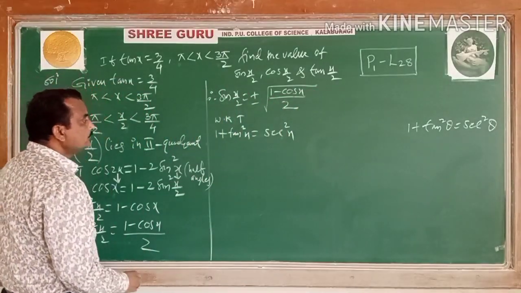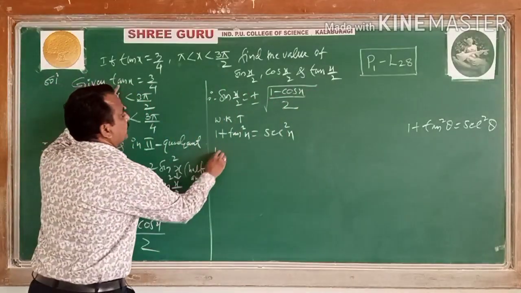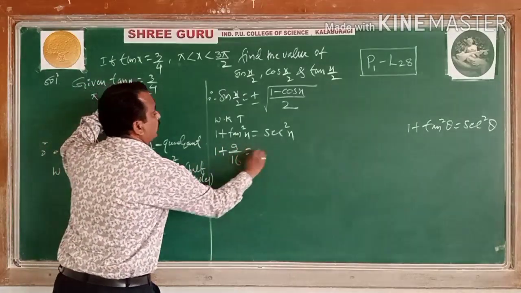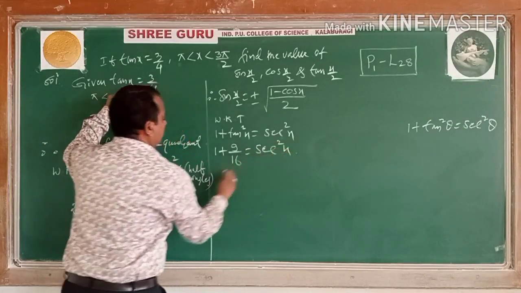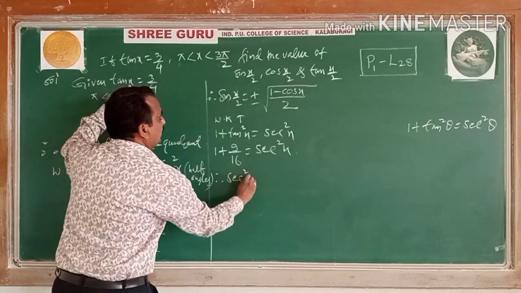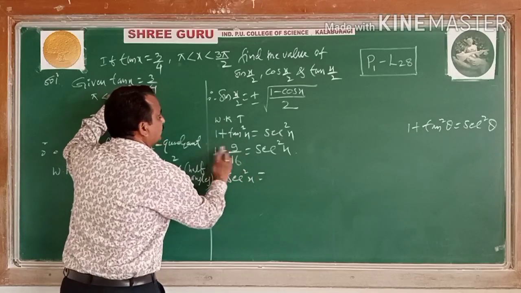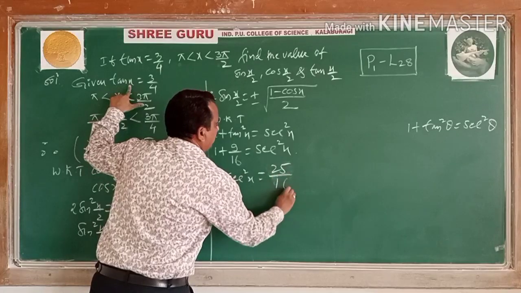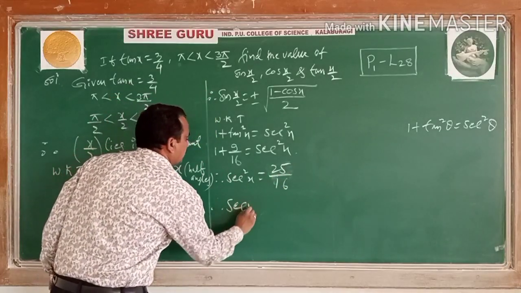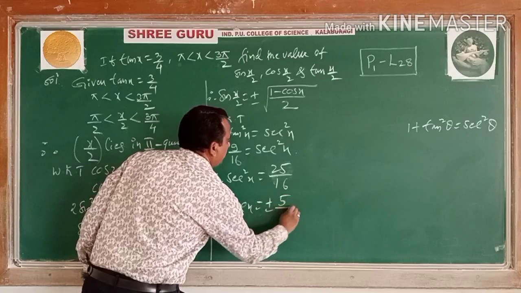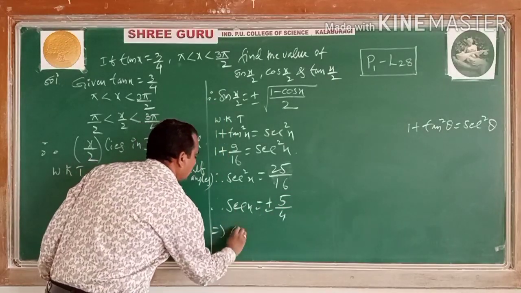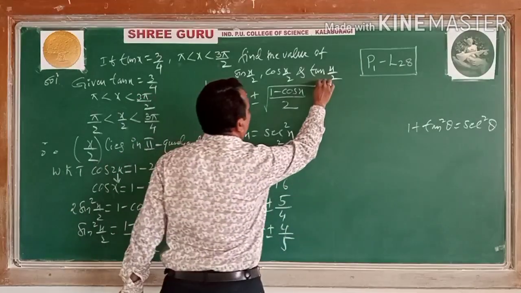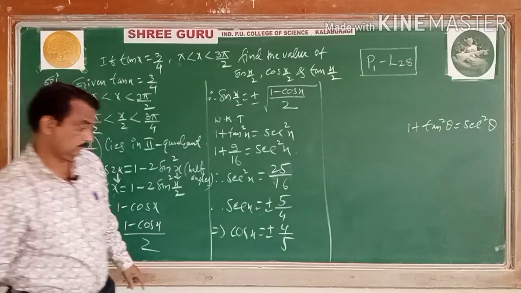Now see, substitute here: 1 plus, what is tan x? 3 by 4. Square, 9 by 16, is equal to secant square x. Therefore, secant square x equals, simplifying this, the LCM is 16, 16 plus 9, 25 by 16. Therefore, secant x equals plus or minus 5 by 4. Therefore, cos x equals the reciprocal of this, plus or minus 4 by 5.